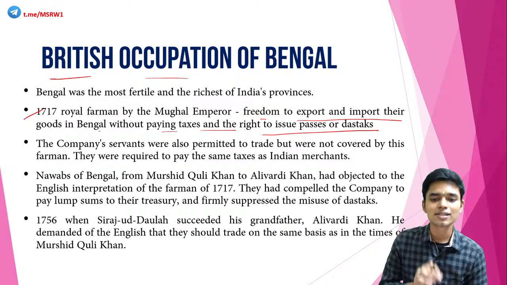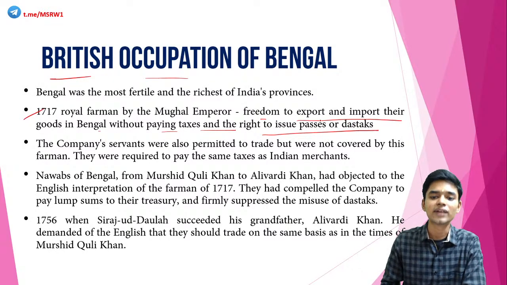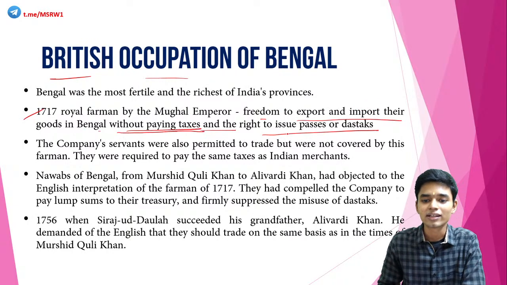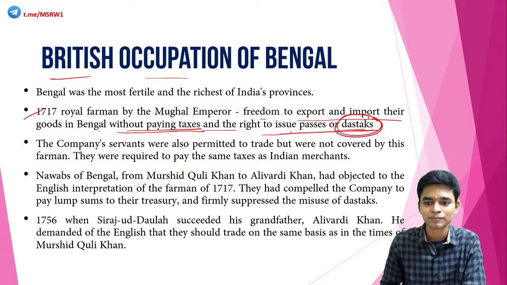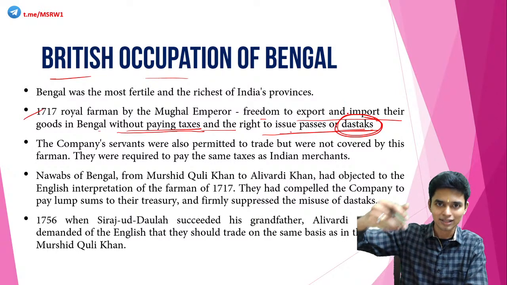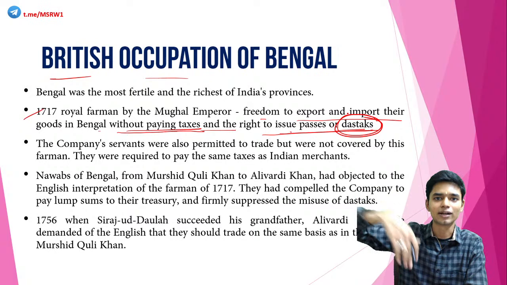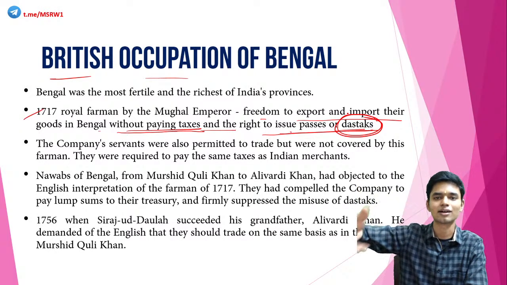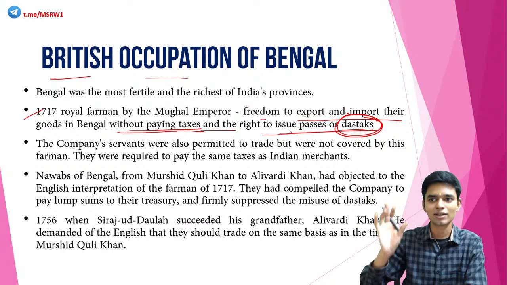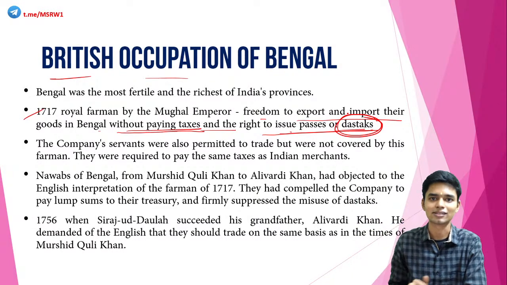So using this farman, they have the freedom to export and import goods in Bengal without paying taxes. Also, they were given the right to issue dastaks. So what is a dastak? Dastak is a kind of pass. Whoever has this dastak can trade with Bengal in and out without paying extra duty. But without a dastak, that person will have to pay huge amounts as taxes.